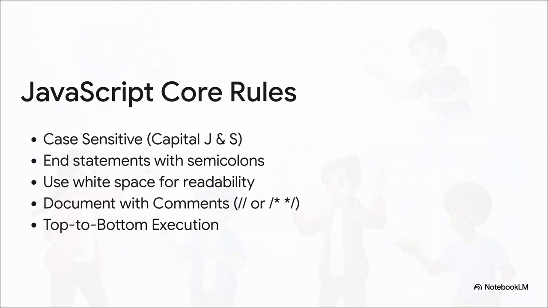We have covered an amazing amount of ground today to build this definitive rulebook. So here is your grand finale checklist. First, JavaScript is intensely case-sensitive. Always remember that capital J and S. Second, every action you take is a statement, and you absolutely must end those statements with semicolons. Third, use whitespace to your advantage. Stack your code neatly so humans can read it. Fourth, document your logic heavily, using single or multi-line comments. And fifth, always remember that your code executes strictly from top to bottom.